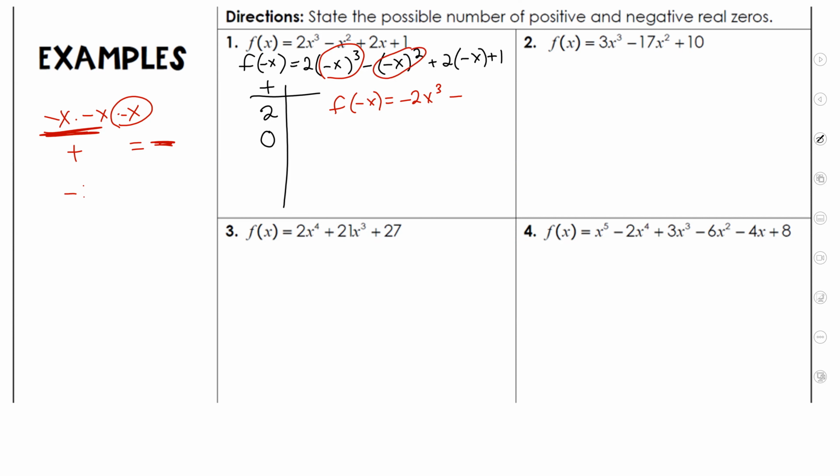What is a negative x times a negative x? Positive. So I'm just going to write a positive. So guys, even exponents will not change. If it's odd, it will change. This is an odd exponent. You can imagine a 1 here. 2 times a negative x will become a negative 2x. And the plus 1 will not change. So let's look at the variations here. Negative, negative, negative, positive. There's only one variation.